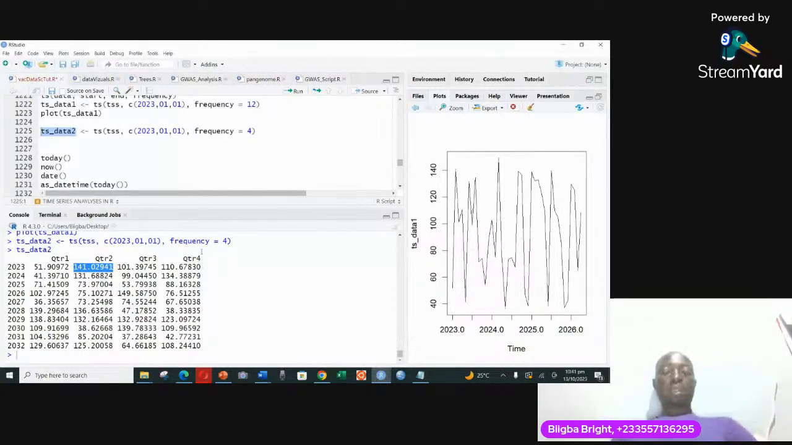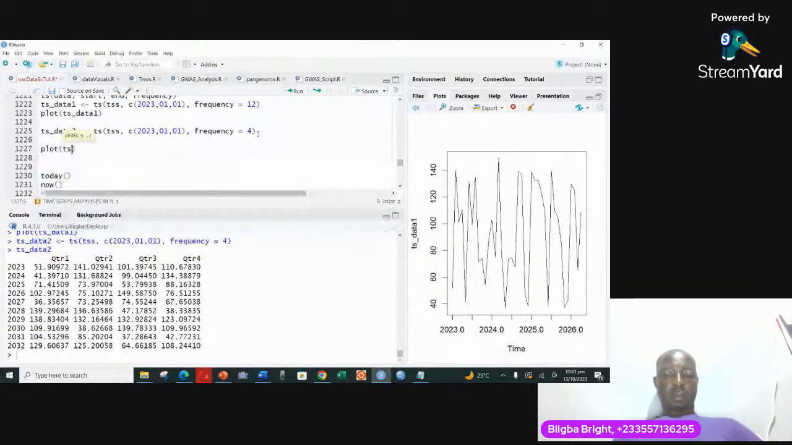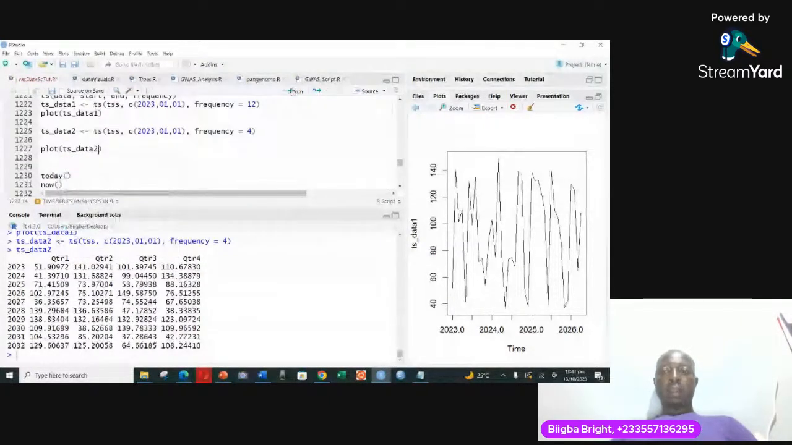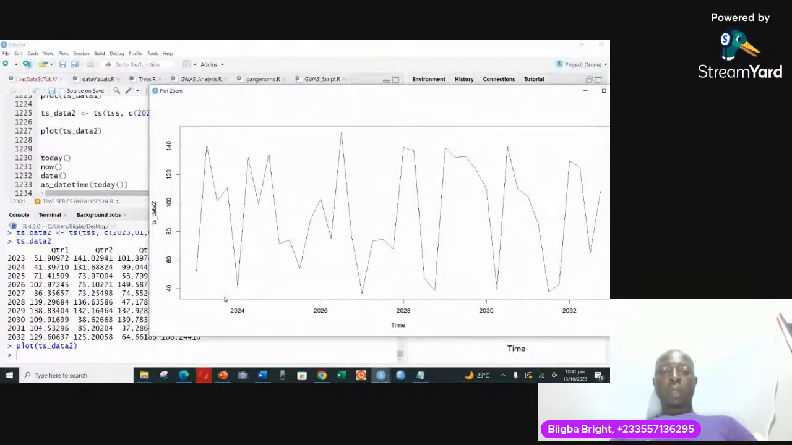So if you want, you can also plot it. You say time_series_data_2, and then we look at how that is going to look. So you see how the market is going to look. And this one is in the form of quarterly.